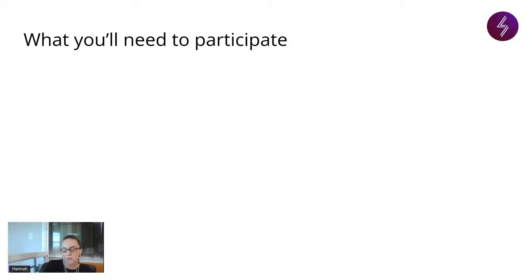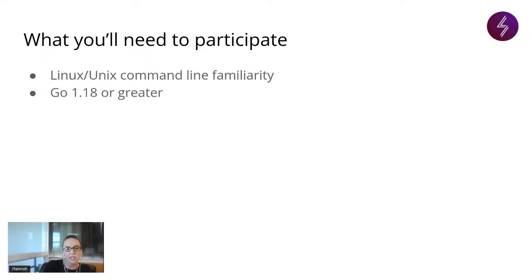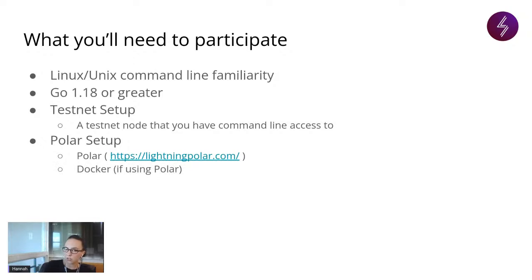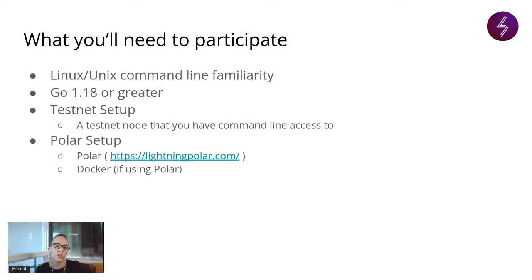All right, so if you do want to participate and install Taro as we do this, this is what you'll need. You'll need Linux or Unix command line familiarity. You're definitely going to need Go 1.18 or greater. If you're doing it on the testnet, then of course you need a testnet node that you have command line access to. If you're doing it via regtest and Polar, well, then you need to install Polar. And Polar has some Docker dependencies, so you need to go ahead and install that. So for anyone that wants to follow along, again, this is what you'll need.